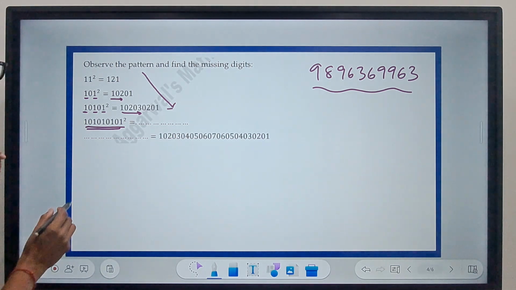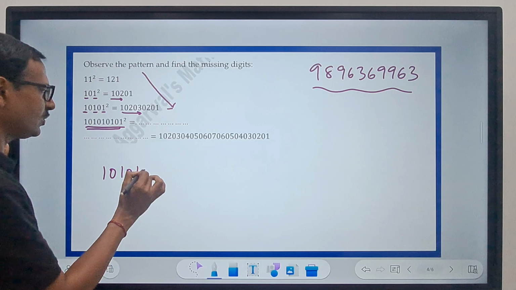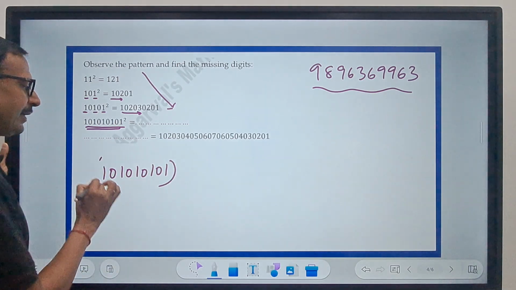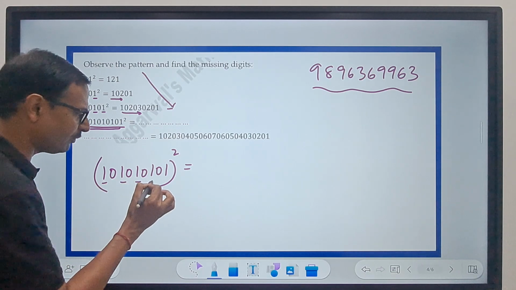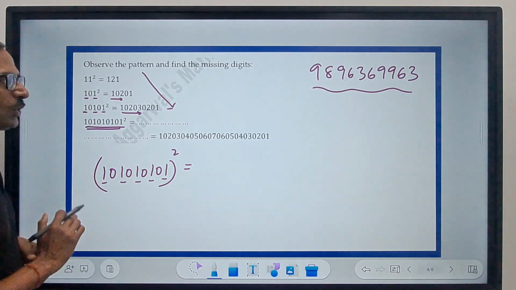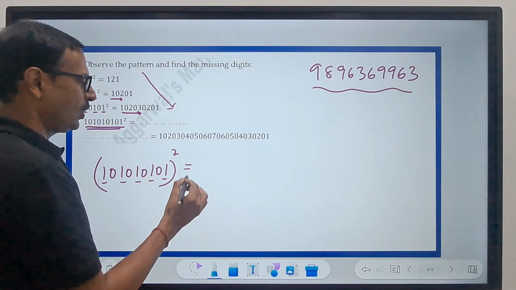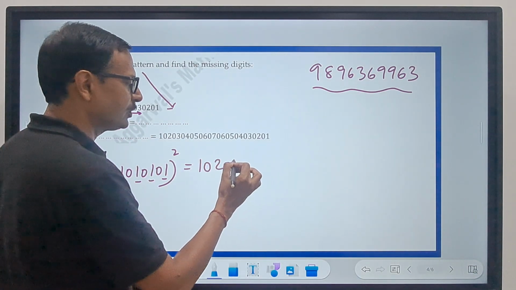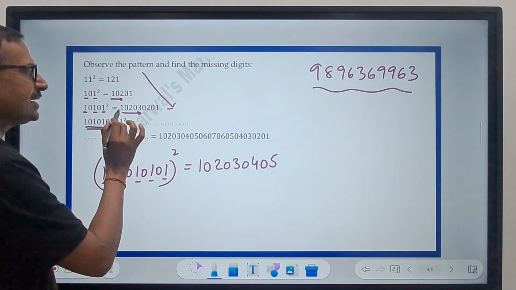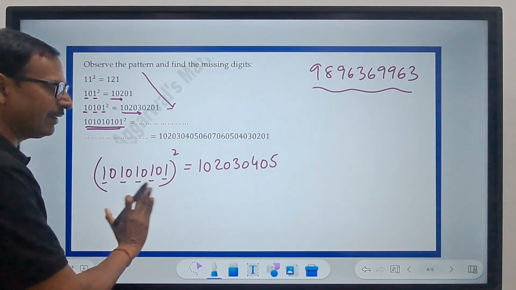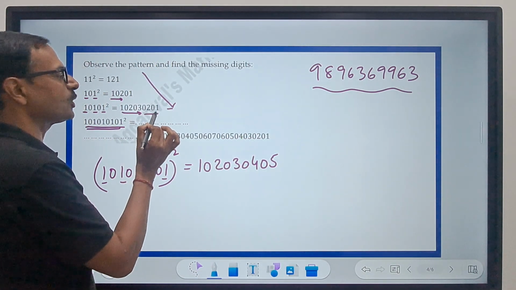Right? And now if we want to do 101010101 square, I need to check how many ones are there. So 1, 2, 3, 4, 5 ones, right? So what will I do? I'll keep on writing this up to 5: 1 0 2 0 3 0 4 0 5. This is half of the number. The other half, now I have to start writing in reverse order.